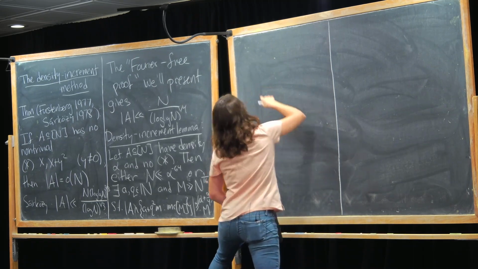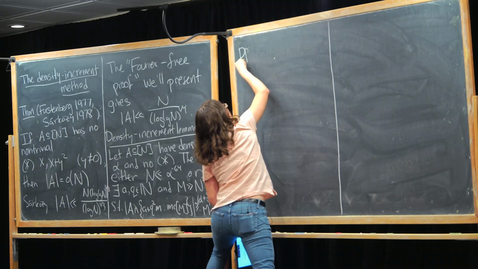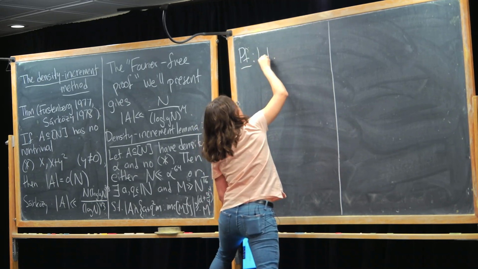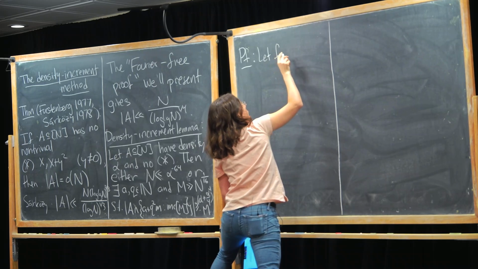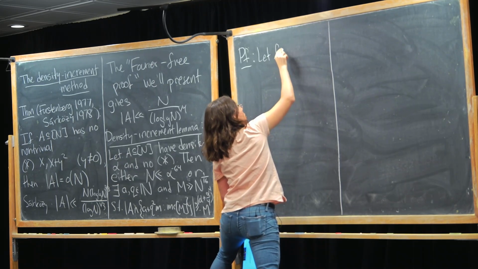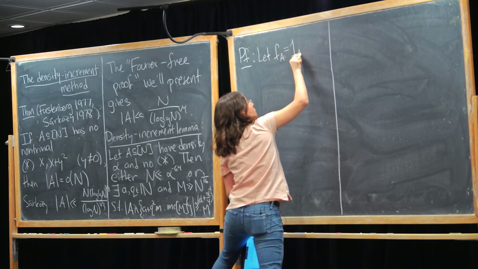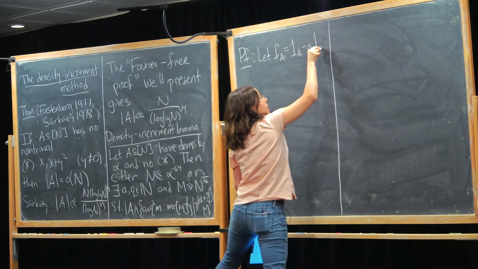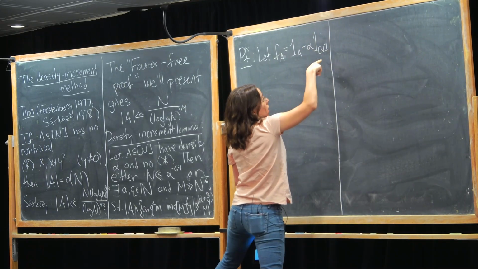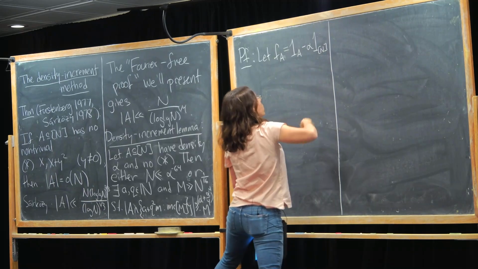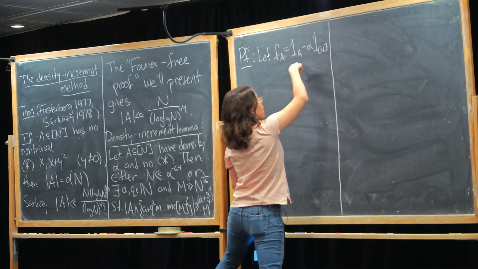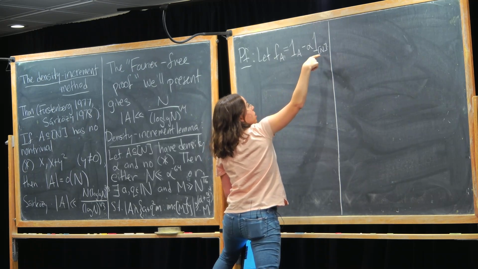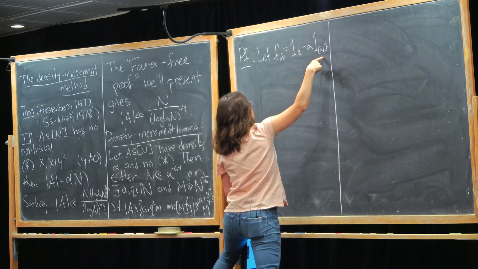All right, so for the proof, let f sub A be what's called the balanced function of A. So that's going to be the indicator function of A minus its density alpha times the indicator function of the interval on which A lives. Note that this has mean 0. It's 1-bounded, and it's supported on the first n integers.